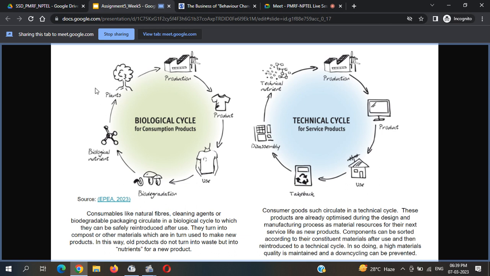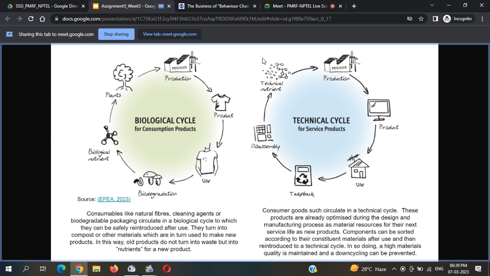So it can be the same plants or different plants also, but you get the point of nutrient circulation: the raw material for the product came from plants, and the end product, which is the biological nutrient which came from the product, is again then being consumed by plants. So this is the biological cycle for consumption of products, and this is the technical cycle.